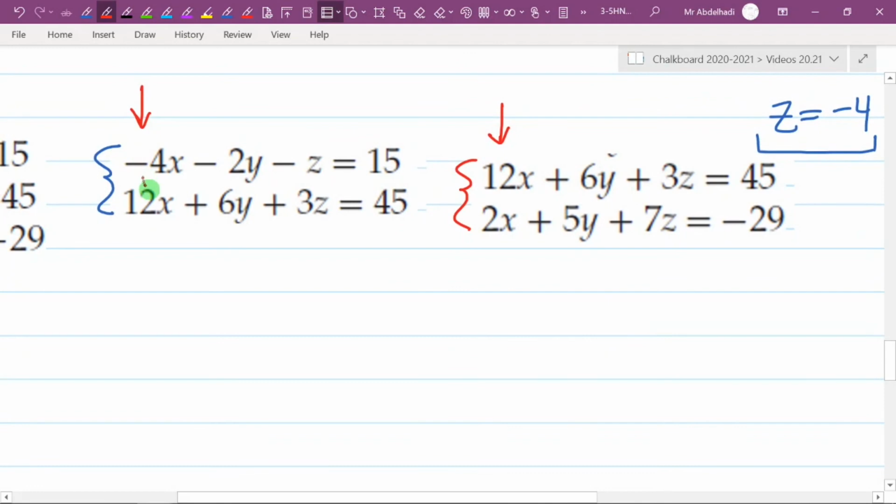How can I make both of these into the, well, first of all, what is the least common multiple with 4 and 12? It's 12. So I need them both to become a 12 so I can cancel them out. One of them negative, one of them positive, 12. Well, the bottom's already a 12, so I don't have to touch anything. But the top, I need to multiply by 3 to get this to become negative 12x. So let's do that. This becomes negative 12x minus 6y minus 3z equals 45.